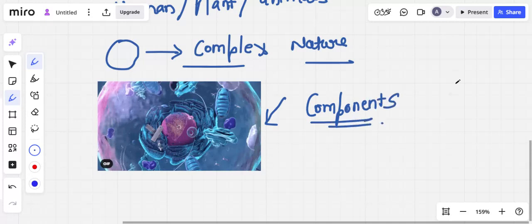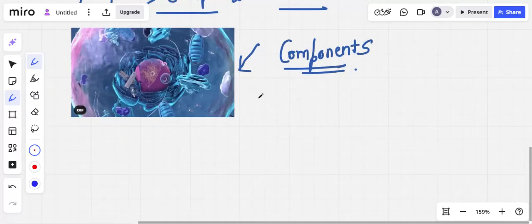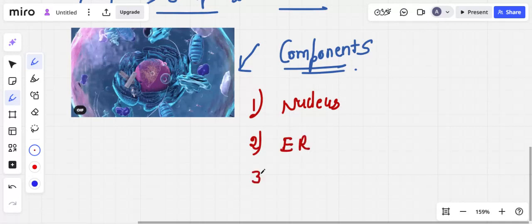A cell is not just one circle, no. Inside this cell we have so many parts present. I'm going to write down their names here so you can note them down. First one, we have a nucleus. Your whole journey starts with the nucleus first. Then we have an endoplasmic reticulum. Third one, we have ribosomes. Then we have a Golgi apparatus.